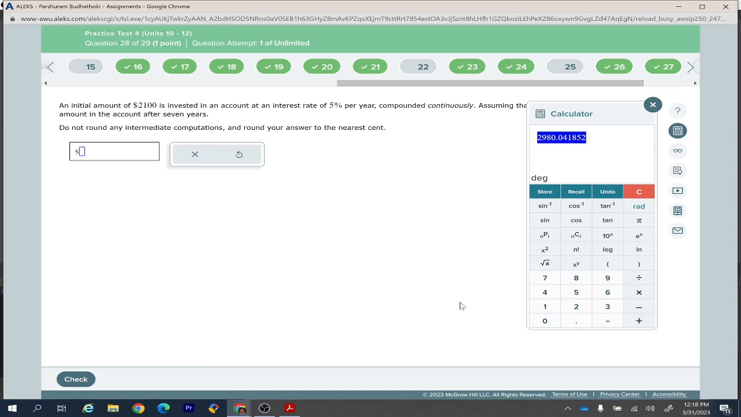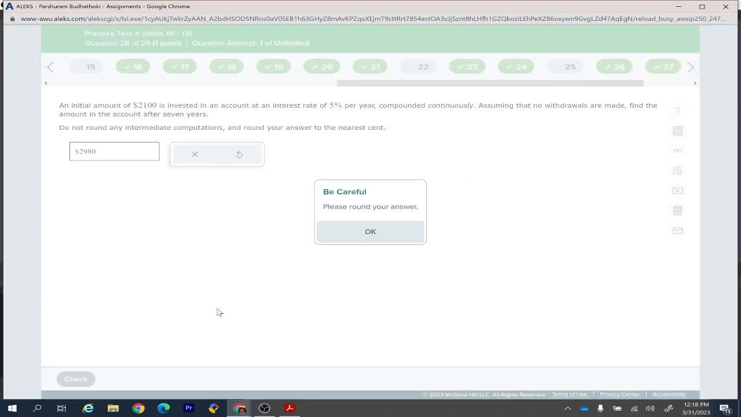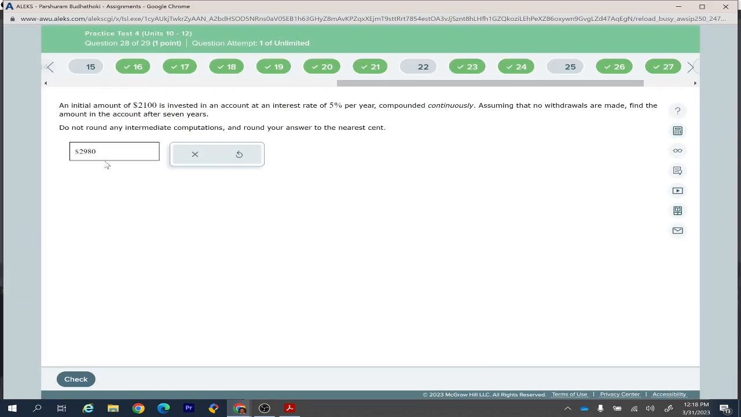Enter it. It's 2,980 point how many cents? Nearest cents, so it's 0.04. So 2,980. Yeah, if you round it to the nearest cents, that should be your answer. Okay, be careful.